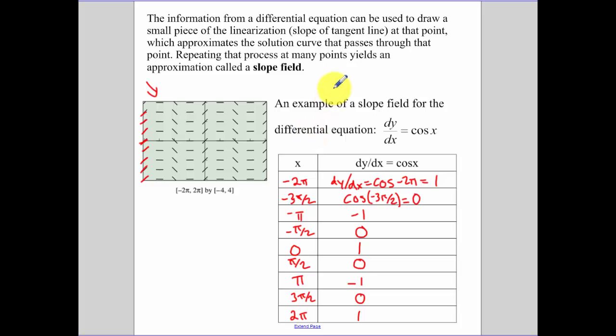Now say we had an initial condition. We solved this on the last screen. So say I knew the point 0, 1 was on our curve. We can then get an idea of what our curve looks like. So this point is on our curve. Well, I know I'm sloping positive. I go to 0, then I slope negative. We go to 0, then we slope positive again. Going the other direction, we go negative.